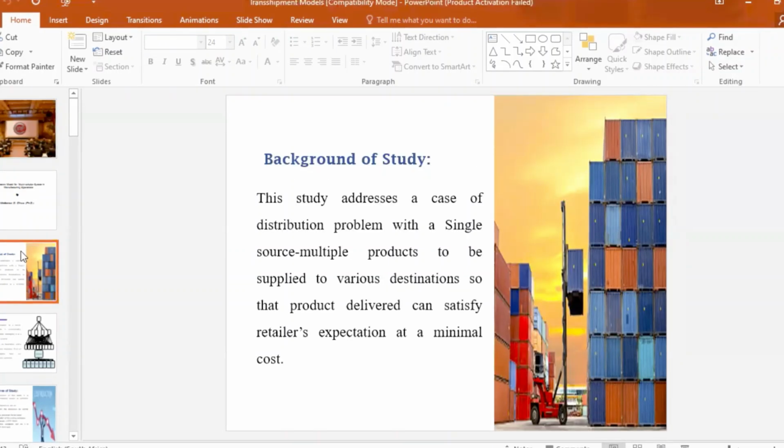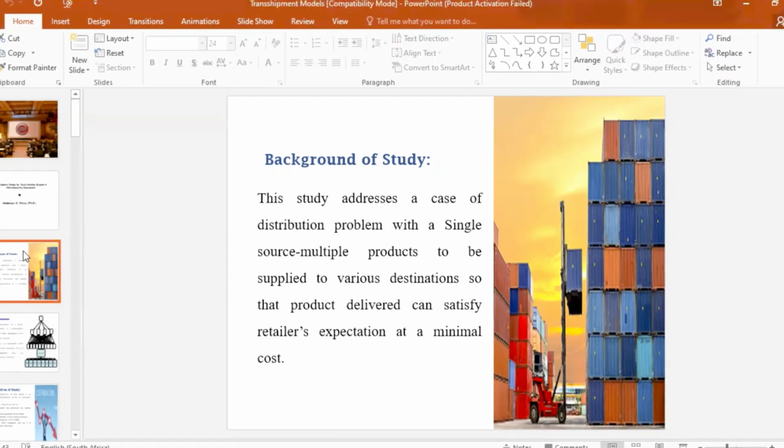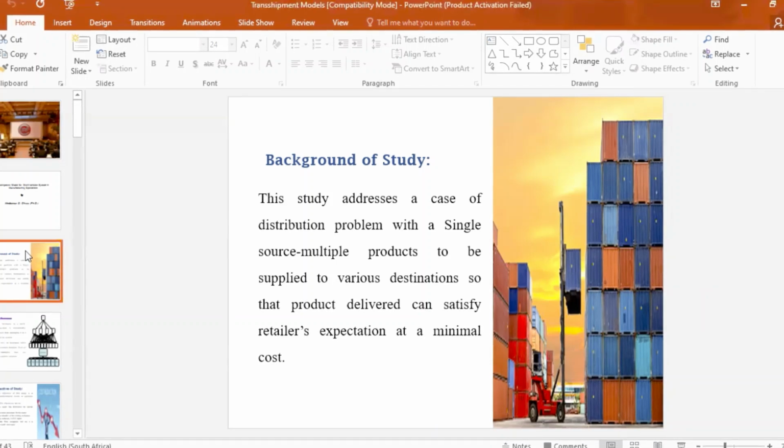Let me quickly go to the background of the study. A good number of manufacturing companies or factories respond to a diverse chain of product demand from customers, thereby creating an intricate chain that could not be responded to adequately. So this study addresses a case of distribution problem faced by a manufacturing company that produces products to be supplied to various destinations so that the product delivered can satisfy retailers' expectations at minimal costs.